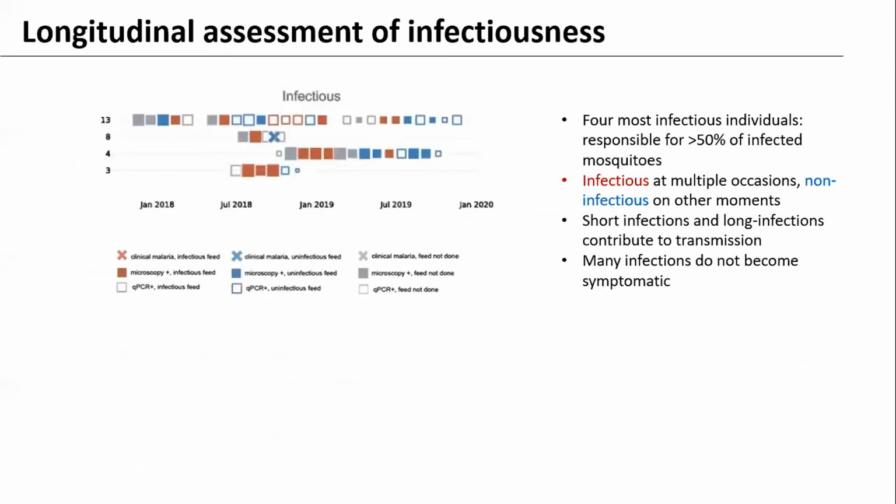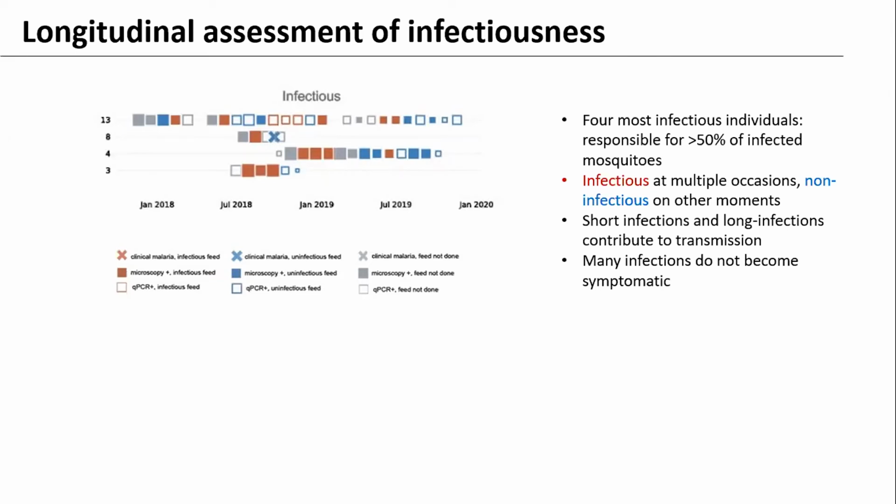We're also interested in following up infection dynamics of participants to longitudinally quantify infectivity. Here, we're showing 4 of the most infectious individuals that contributed more than 50% of infected mosquitoes. These are participants we followed from January 2018 to January 2020. Each of those colors you see are infections, and the crosses, or the X's, are symptomatic infections. The solid squares are asymptomatic microscopy-positive infections, and the hollow squares are asymptomatic qPCR-detected infections.